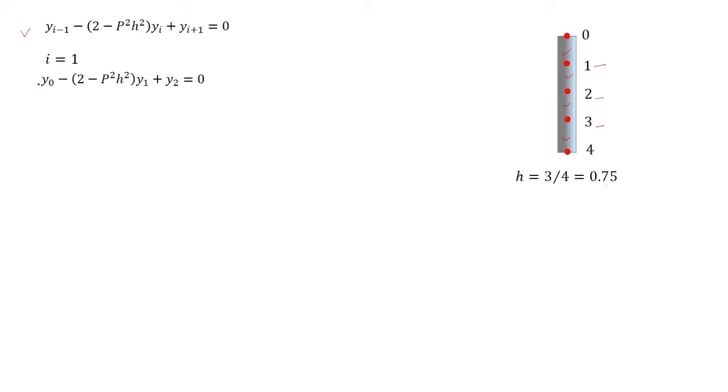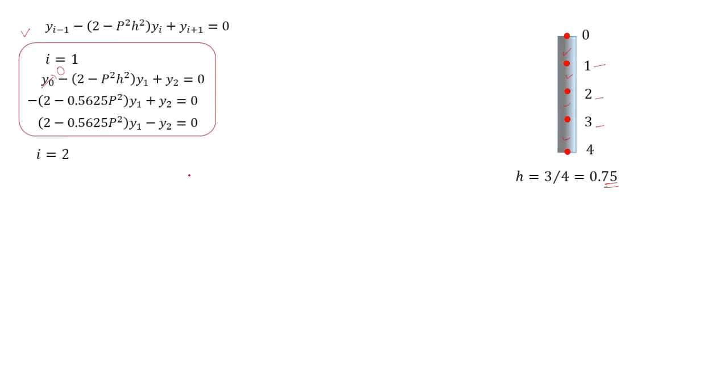Now here we will apply the boundary condition, that is the deflection of this boundary node 0 is 0. So here we will have 0, and instead of h we will put 0.75. By putting this value we will get minus (2 minus 0.5625 p square) y1 plus y2 is equal to 0, which can be written as (2 minus 0.5625 p square) y1 minus y2 is equal to 0. So this is the equation for node number 1.